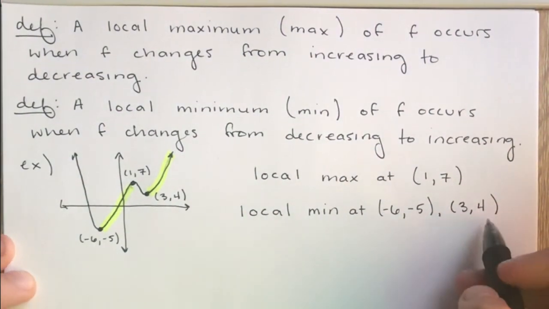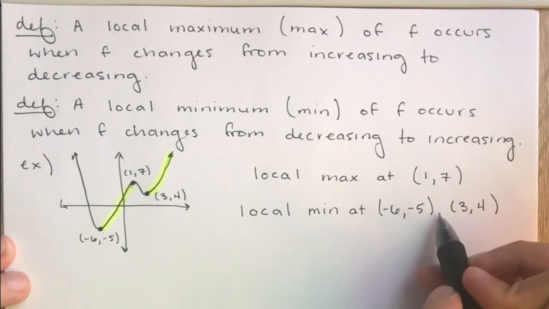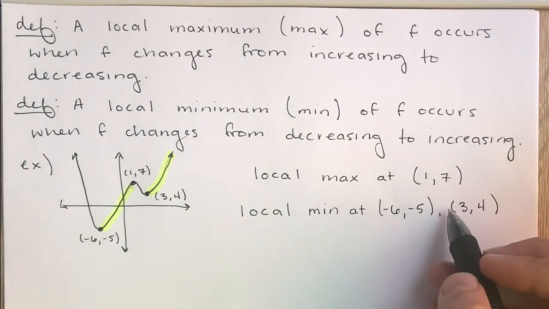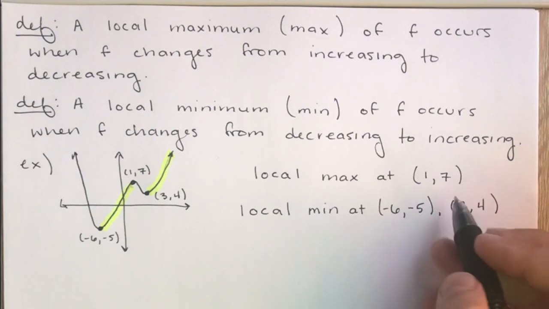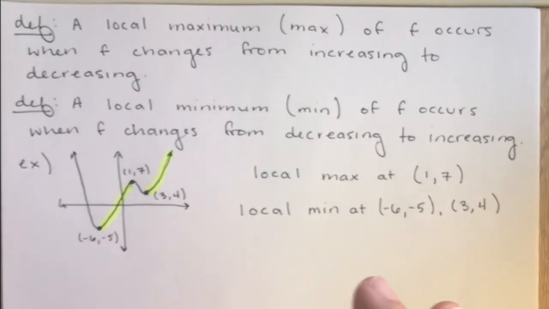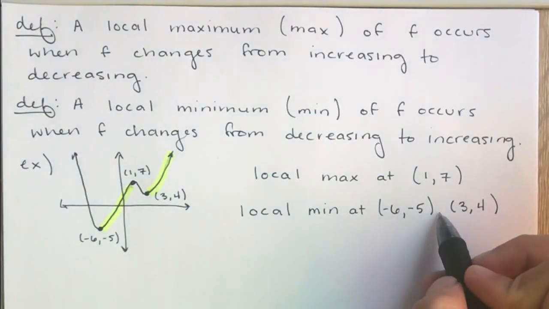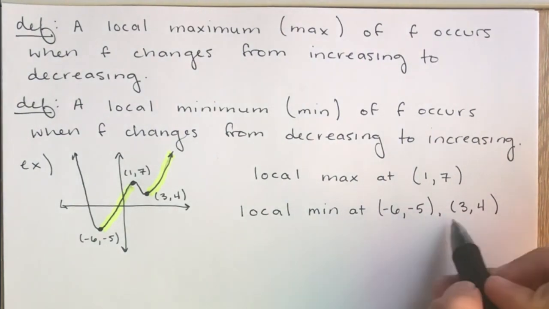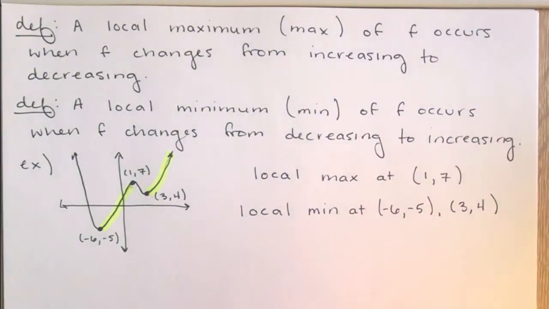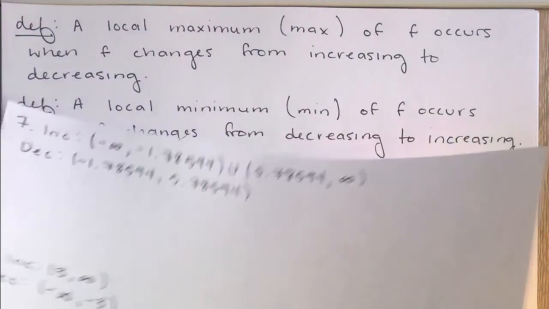Because these are points, we're going to separate them with a comma instead of a union, right? Unions are what we use to join intervals together. Because these are not intervals, we're going to separate them with a comma. Let's look back at our examples.